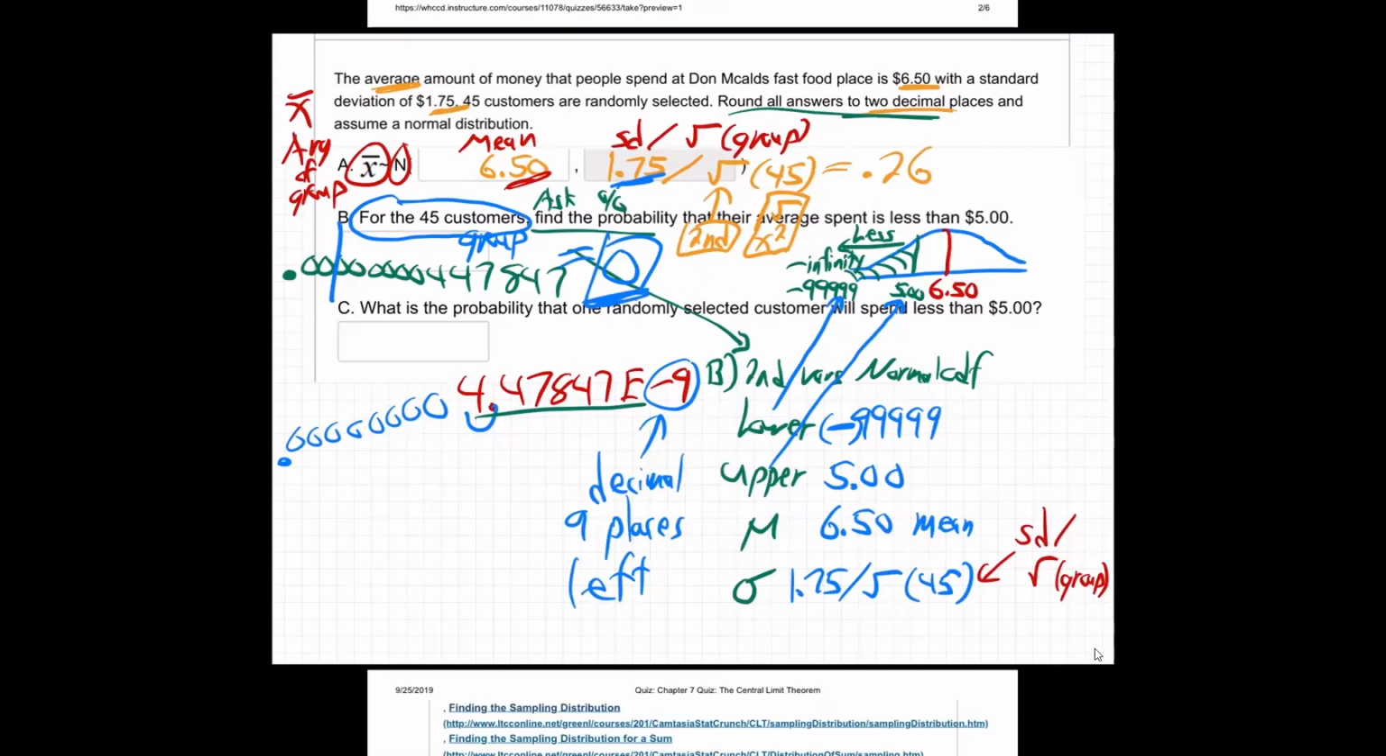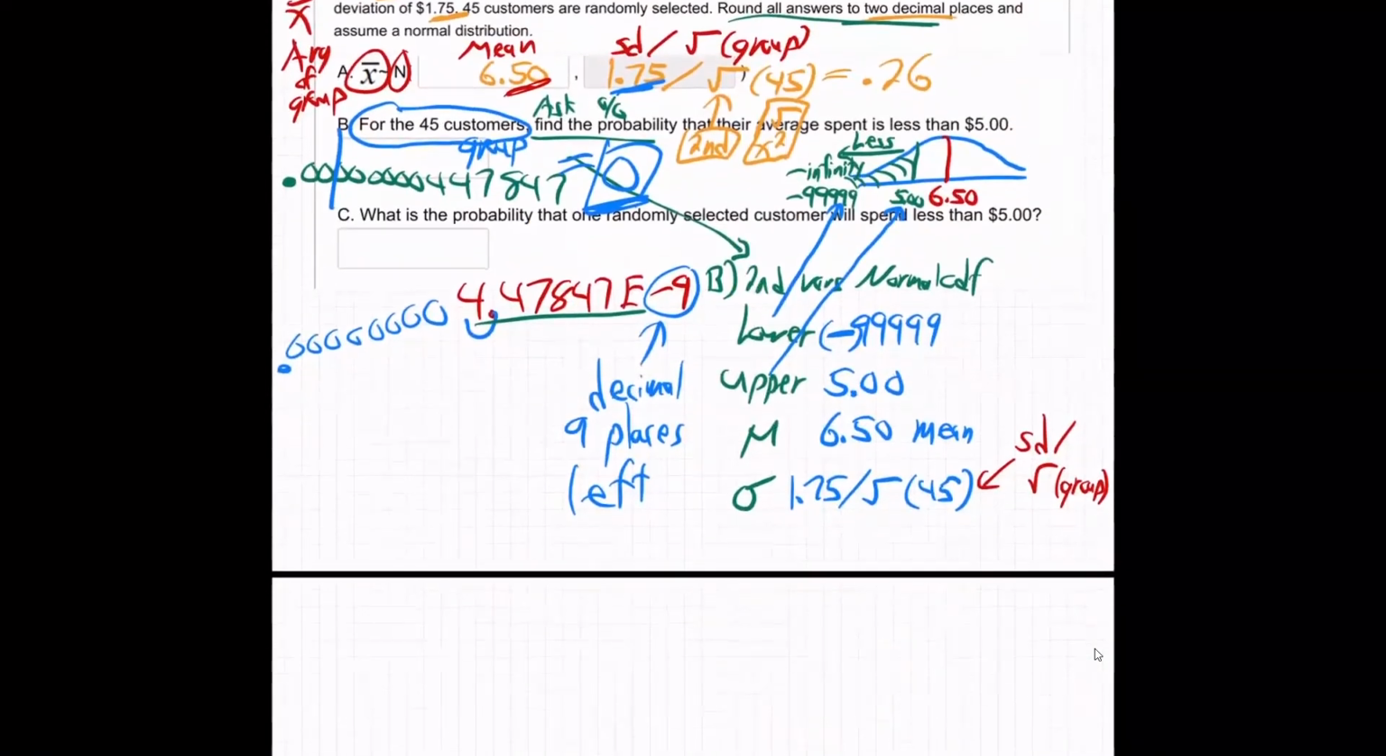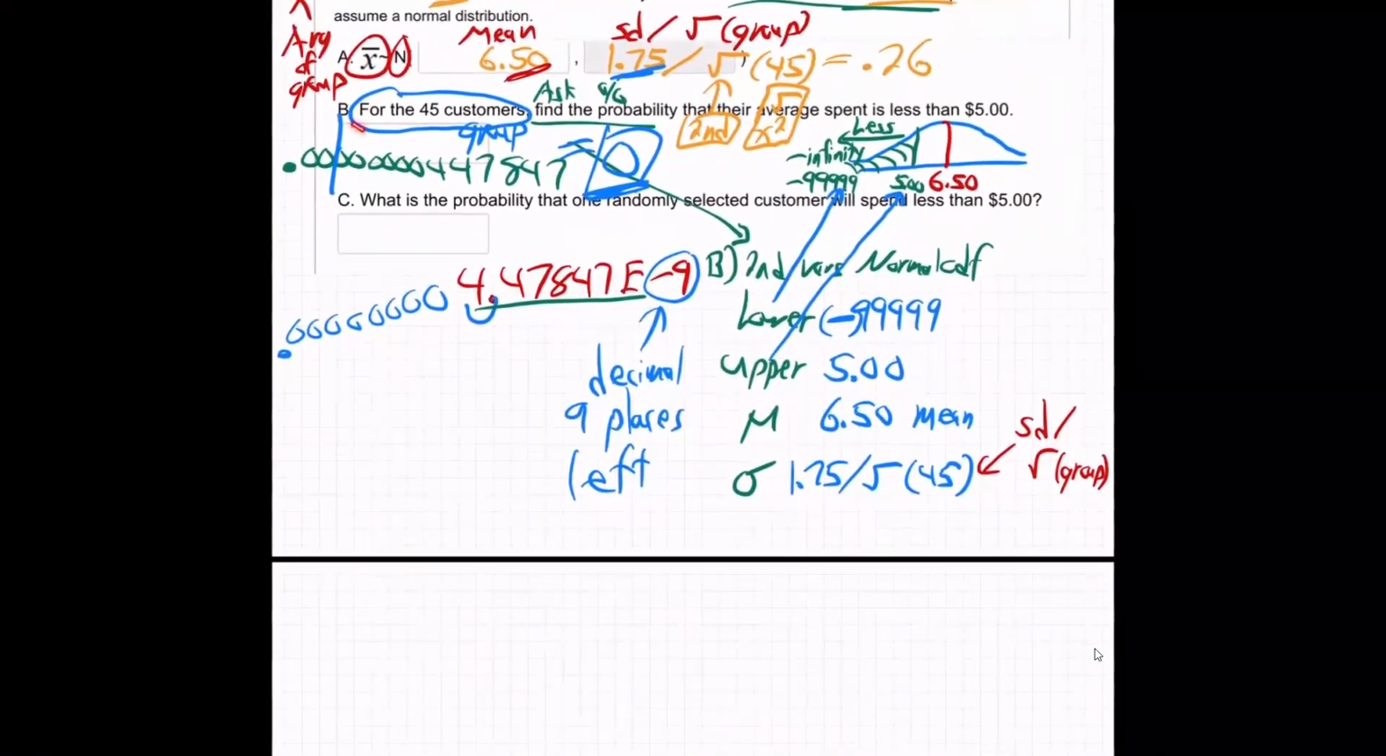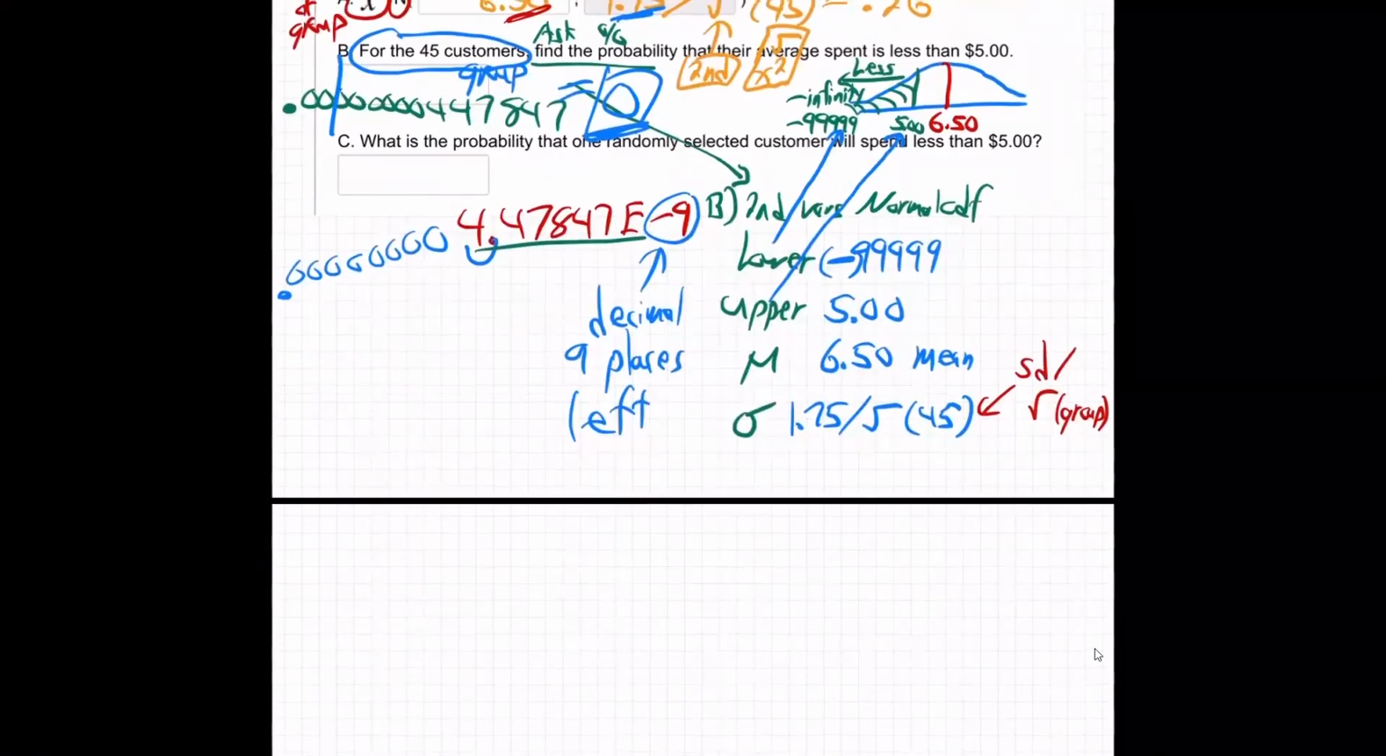All right, now for part C, what is the probability that one randomly selected customer will spend less than $5? That's almost the same question. Do you see that? Look at B and C. The only difference is 45 customers in B, probability they'll spend less than $5. Part C, one individual customer. You see the difference?